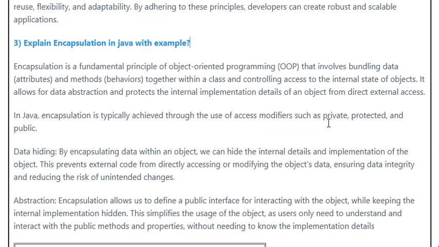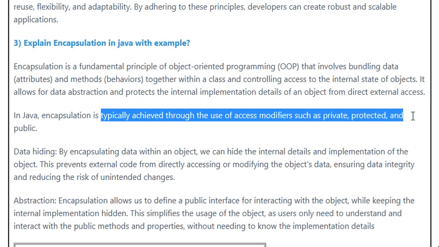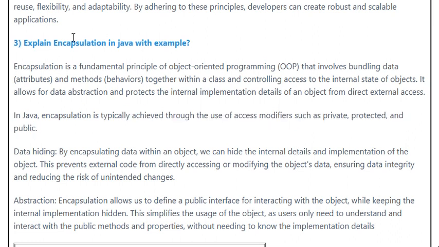So let's summarize what is encapsulation. Encapsulation is nothing but a mix or bundling of data and methods together within a single unit called a class. And if anyone wants to access the internal details or the implementation, it will be done by behaviors or using the methods. So in Java, encapsulation is typically achieved through the use of access modifiers such as private, protected, and public. So hope you understand what is encapsulation with the help of an example.